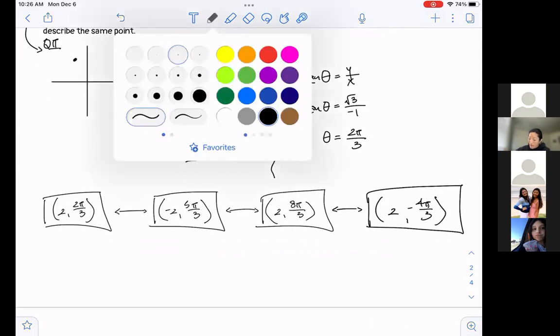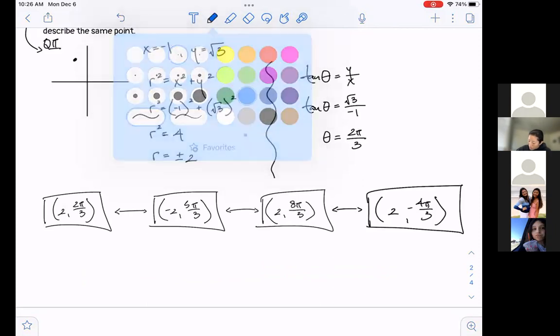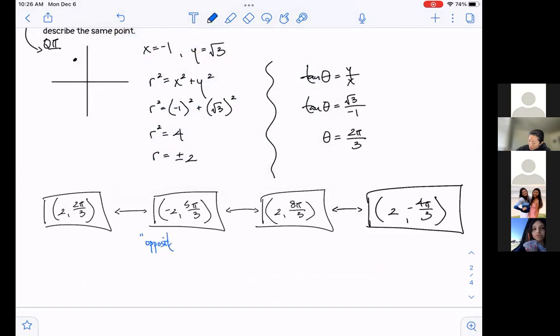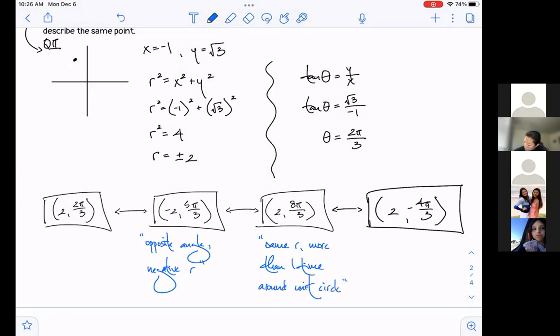And so maybe if we were to write those down, we would say sort of like opposite angle and -r. I think this second one that Dallas suggested might be same r, but more than one time around the unit circle. Right? That's a good strategy to have. And then this last one, we could say same r, but negative theta. Right?